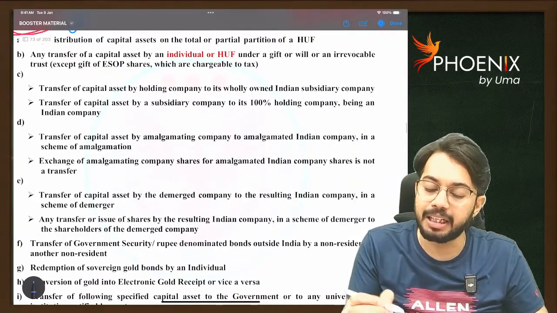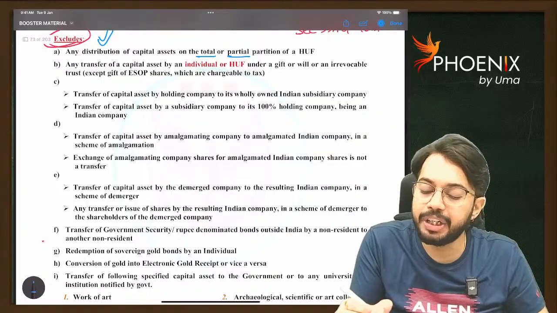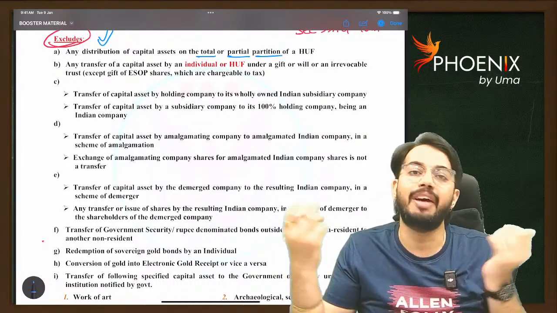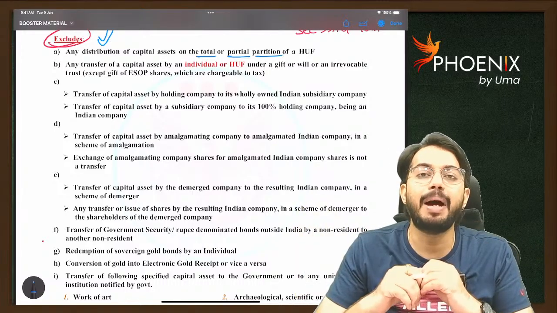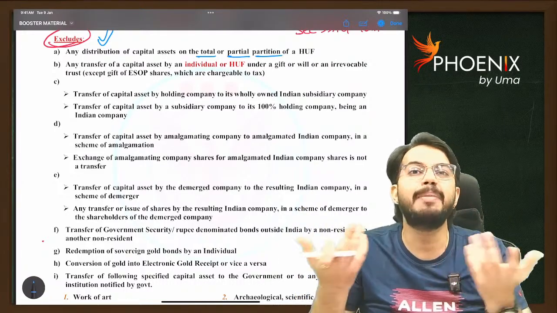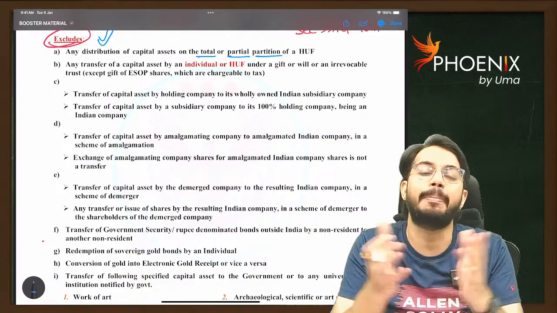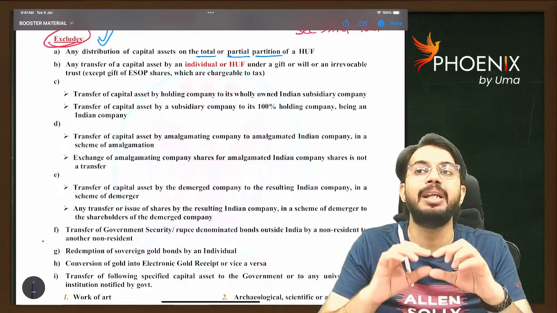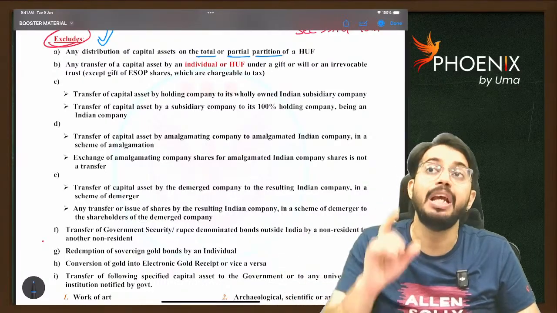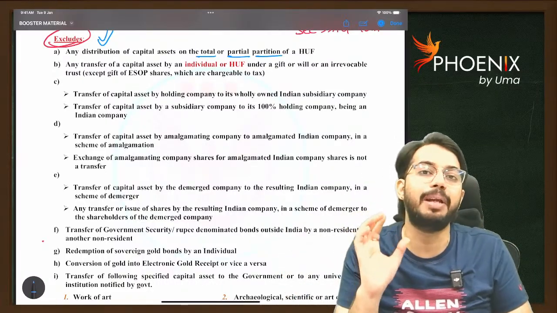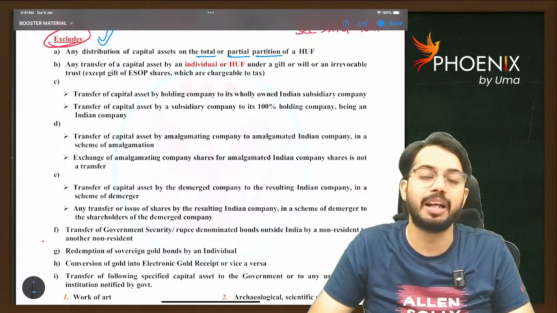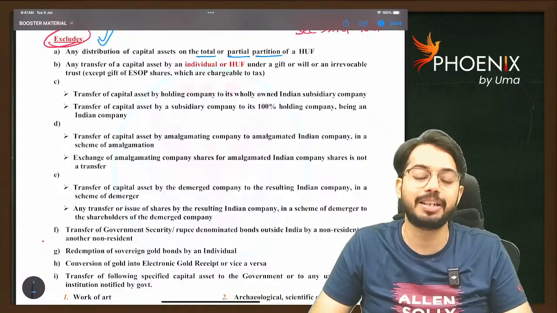Transfer of capital asset on total or partial partition of HUF. See, a Hindu undivided family will get divided, right? Ambani family is there. In the Ambani family, there are three children, Akash, Anant and Isha. So at some point of time, the Ambani family will get separated. Whenever a Hindu undivided family gets divided into small families, there will be transfer of capital assets from the Hindu undivided family to the small families. Such a transfer of capital assets is not treated as transfer and no capital gains are required to be calculated. Are you able to understand?